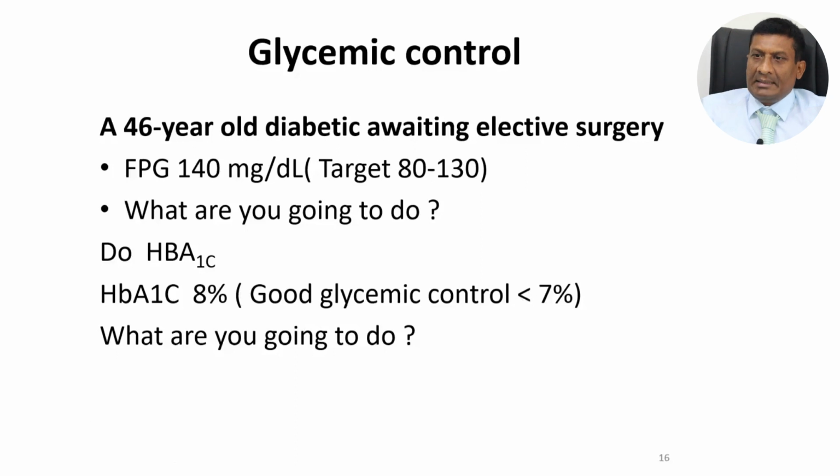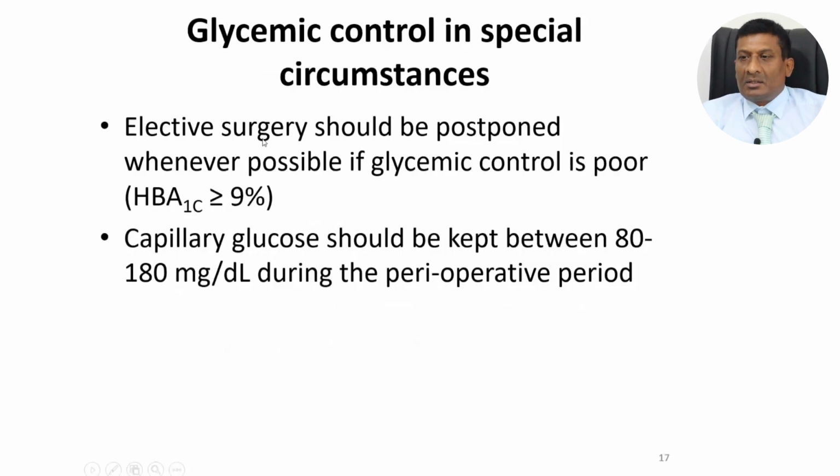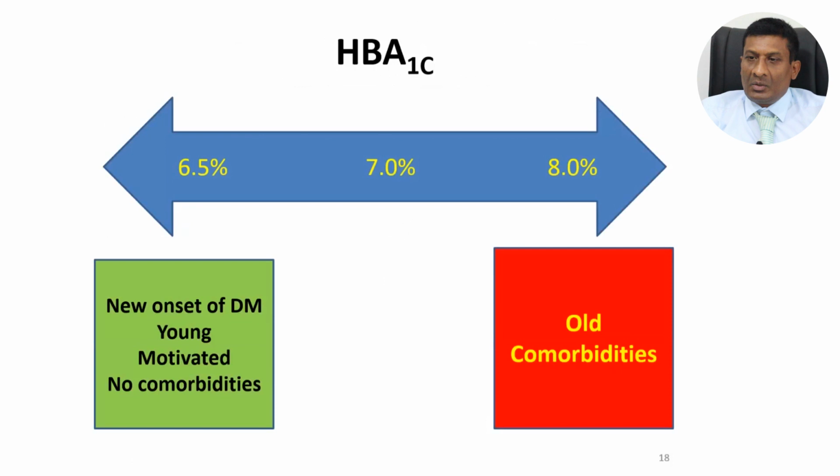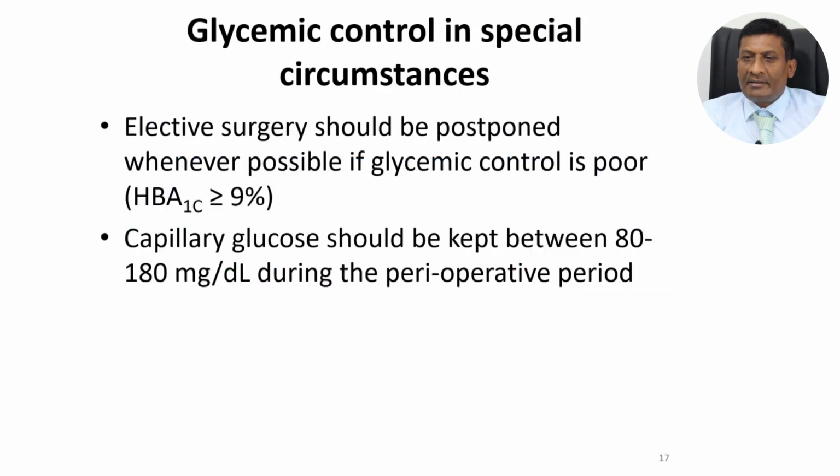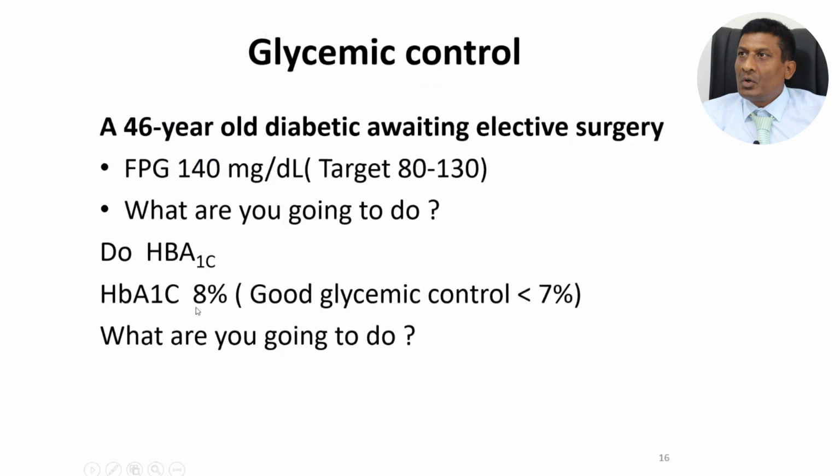Okay, let's move to the next slide. Elective surgery should best be postponed whenever possible if the glycemic control is poor, as indicated by an HbA1c level equal to or above 9%. And the capillary glucose level should be kept between 80 and 180 during the perioperative period. So you can see that an HbA1c level of 8 does not warrant postponing the elective surgery in this patient.